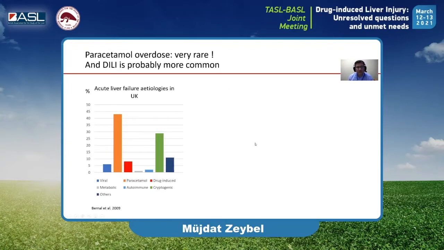Let's be more specific. What are the common causes of DILI in Turkey? First, start with the UK data from King's College 2009, presenting the causes of acute liver failure in the UK. This orange bar represents paracetamol overdose, and the second cause is autoimmune. And here, as the third cause, is drug-induced liver injury.